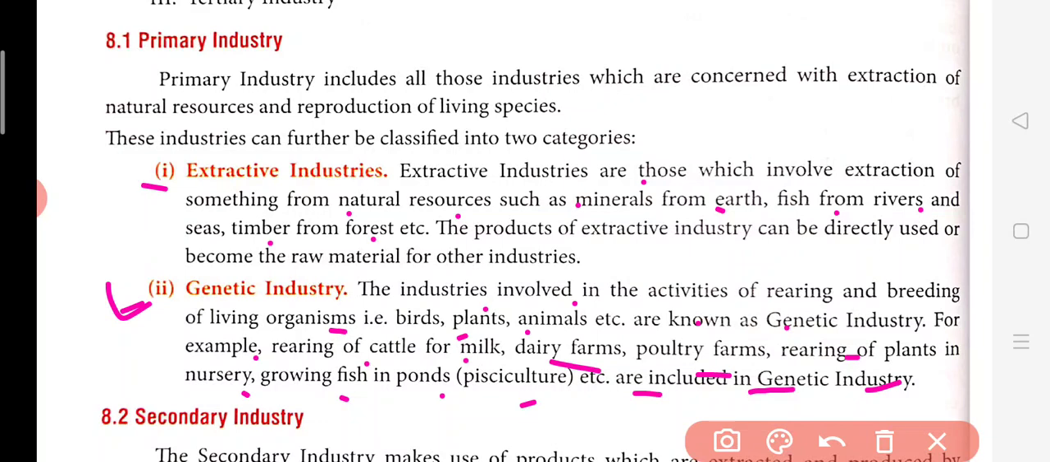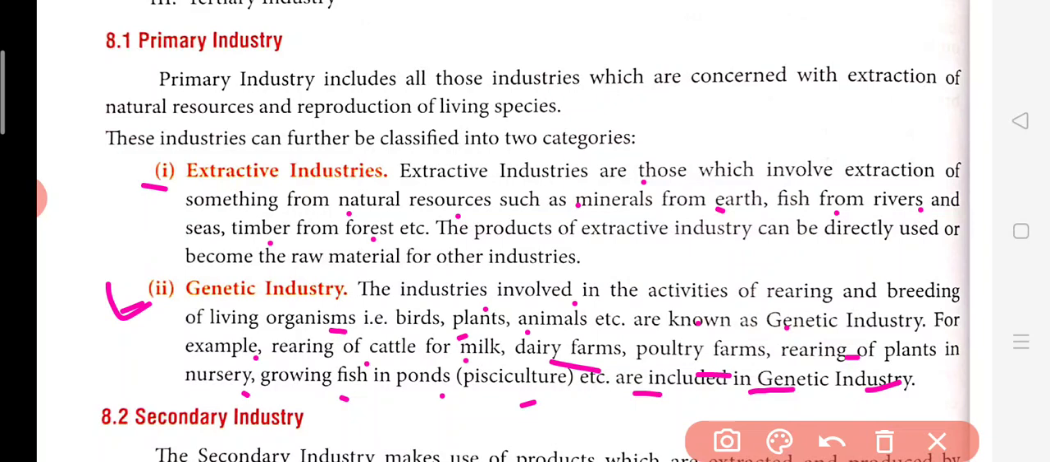Just like in the other cases of rearing cattle for milk consumption, dairy farms, poultry farms. Poultry is related to chickens. There are some injections, and because of this, some poultry products such as eggs are produced. By injecting the chickens, they lay more eggs, which can be sold in the market. So these types of products are there in the genetic industry.